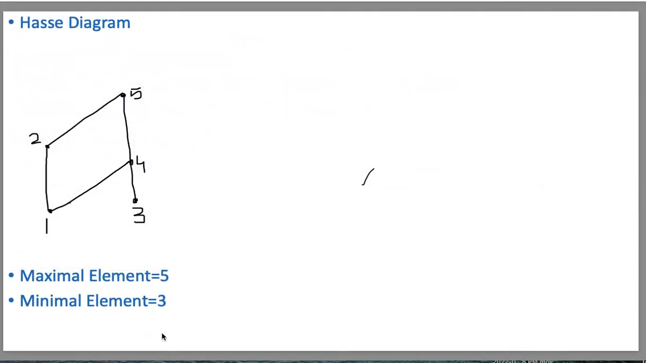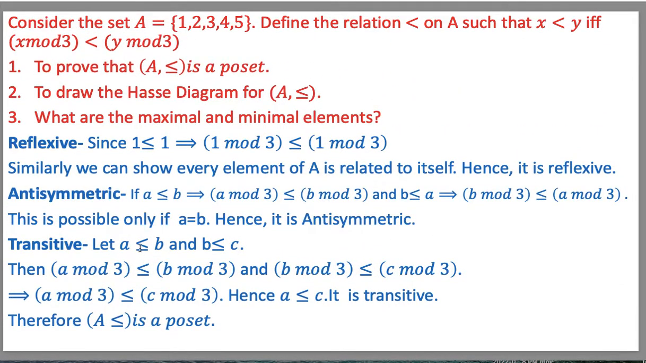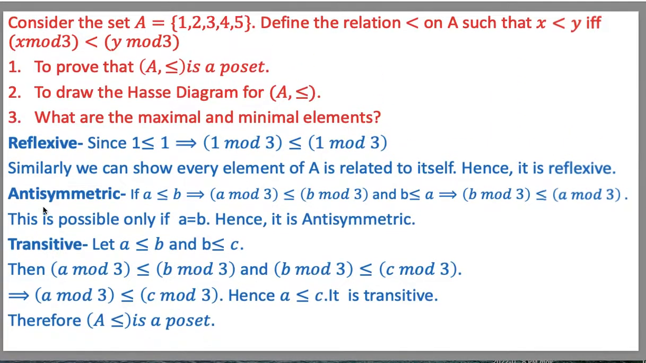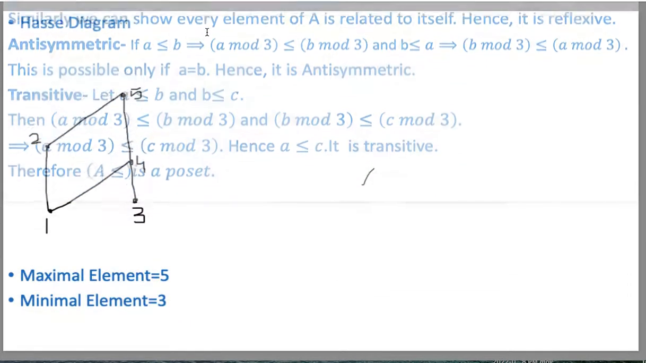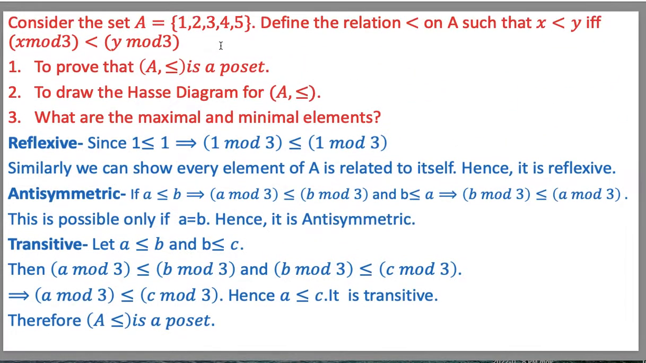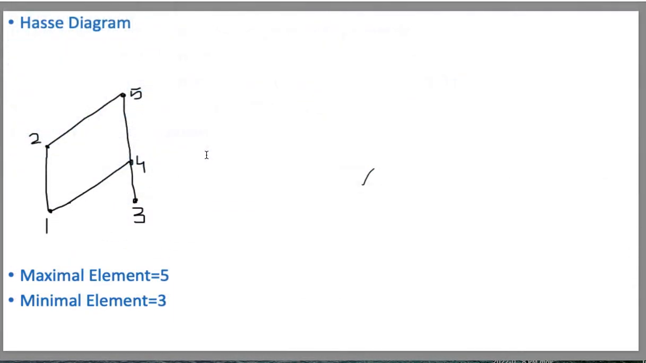Now we will draw its Hasse diagram. First element in the set is 1, so this is 1 here. 1 mod 3 is less than or equal to 2 mod 3, so this is 2 here. And the next element is 3. I am writing 3 separately because 1 mod 3 is not less than or equal to 3 mod 3 and 2 mod 3 is not less than or equal to 3 mod 3.